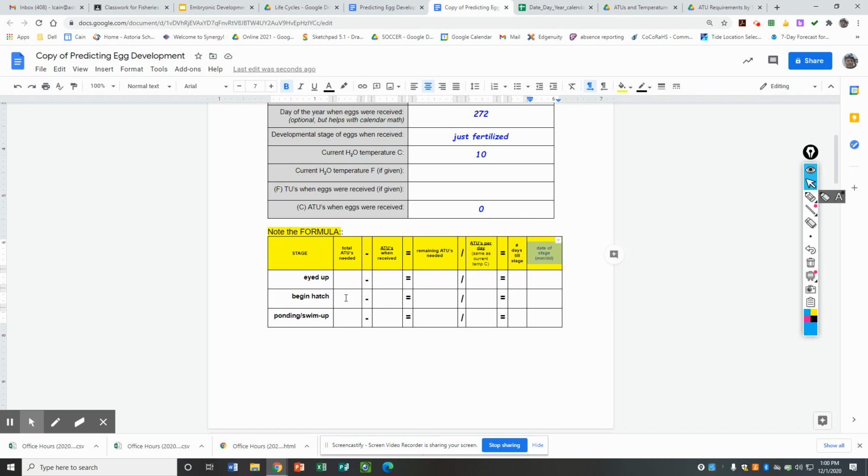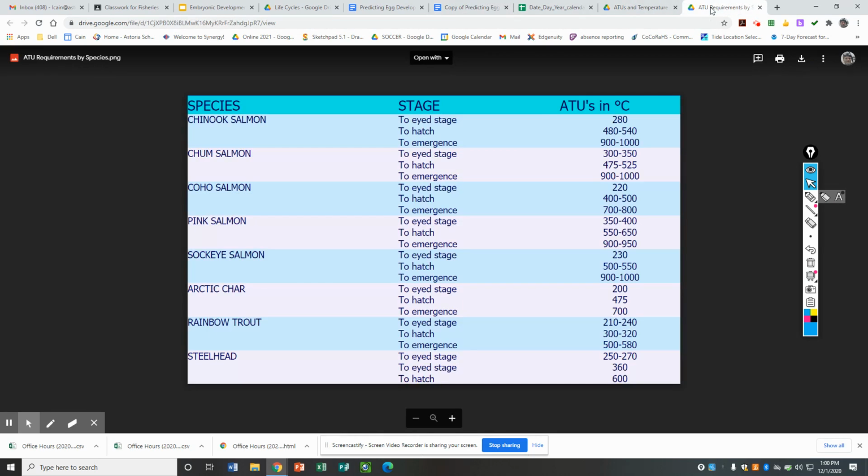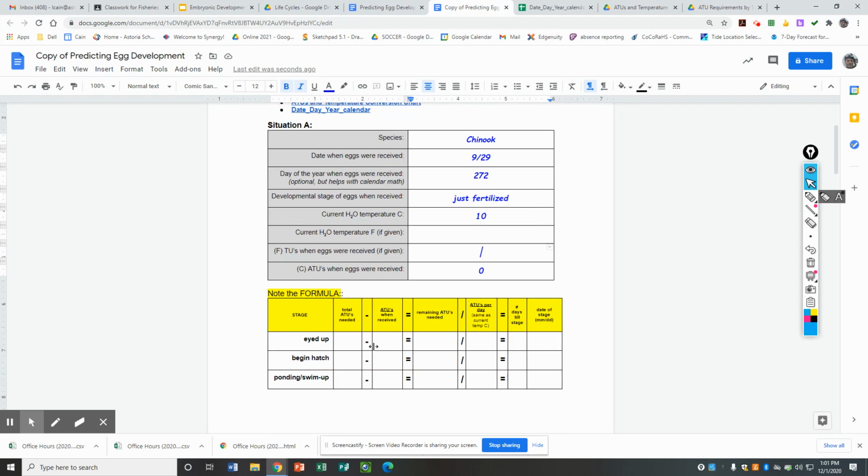So let's try it. Total ATUs needed. Well, back at the top here, it says ATU requirements by species. This is it. To get to eyed stage, we need 280. So going back to our document, we're going to put that in right here. So 280. The amount of ATUs when received, what was that? Remember, it was 0 ATUs when received. And let me go through and center these here. I just like to have them centered. And so that means 280 minus 0 is 280.